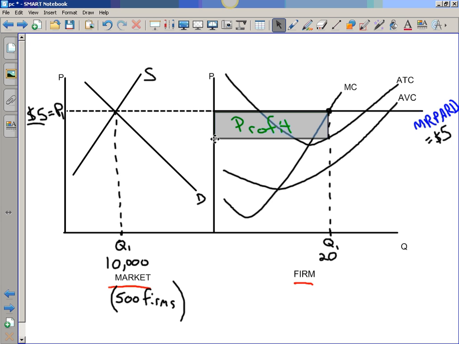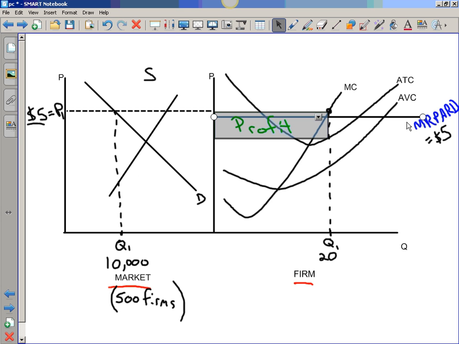Now we know that in the long run, if the price is above the average total cost, then firms are going to enter. And that should make sense. Anytime you have a market where profits are being made, other firms enter the market. So over time, as firms enter, we're going to see the supply curve shift to the right. As the supply curve shifts to the right, that means that the price in the market, as well as for the firm, is going to fall.